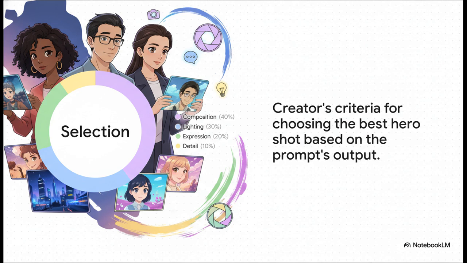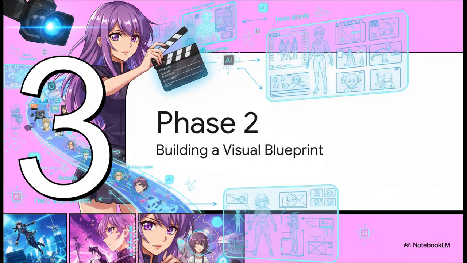It really changes the job, doesn't it? It's less about managing a huge crew and more about being a curator, having that sharp eye to find the perfect image out of all the possibilities. Okay, so you've got your main hero shots. Now it's time for phase 2. We need to flesh out the entire world of the film and build a visual blueprint.